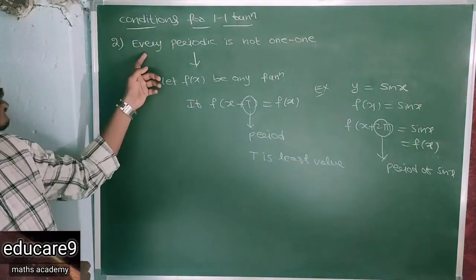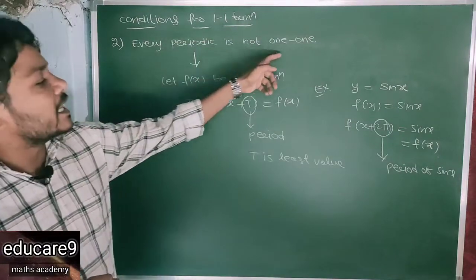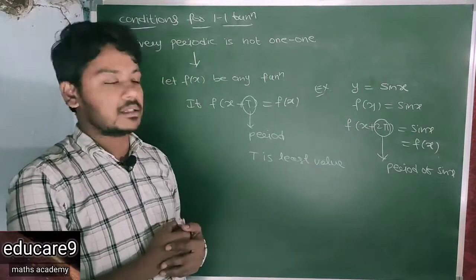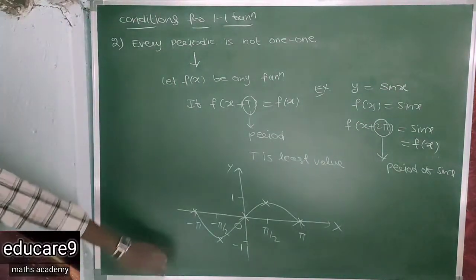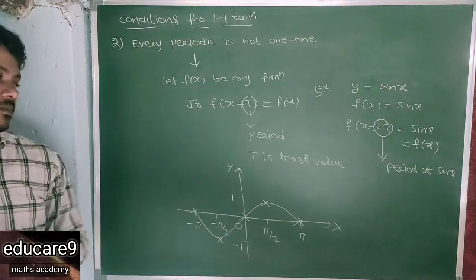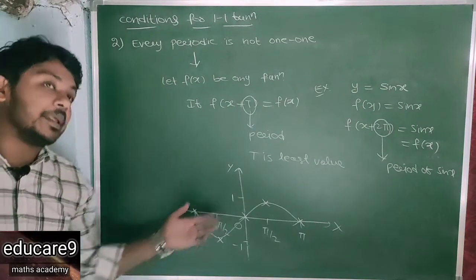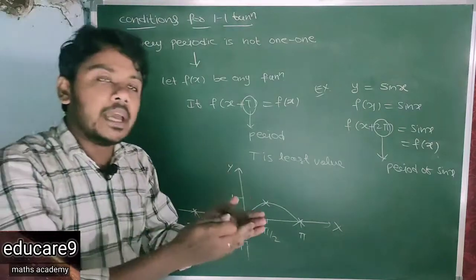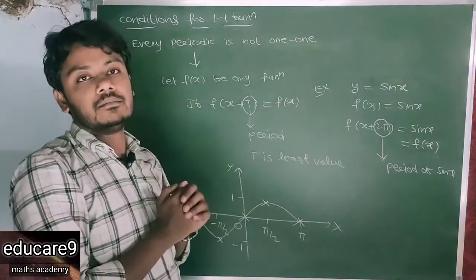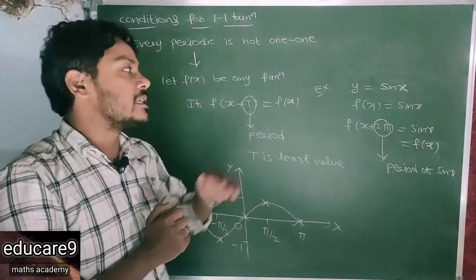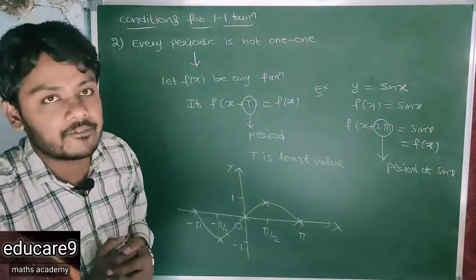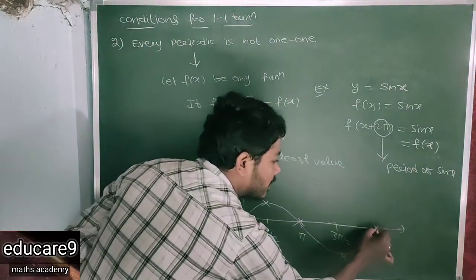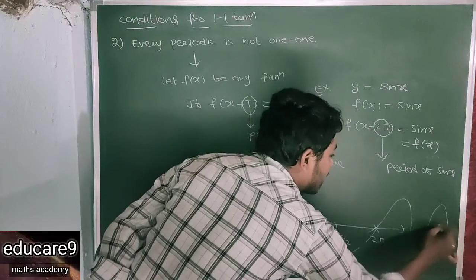Now your condition is what? Every periodic function is not one-one. Now draw the graph of sin x. This is the graph of sin x, and this is a periodic function. Periodic means after 2 pi this graph is repeating. So in that case sin x is called a periodic function. See here, after 2 pi the graph is repeating.